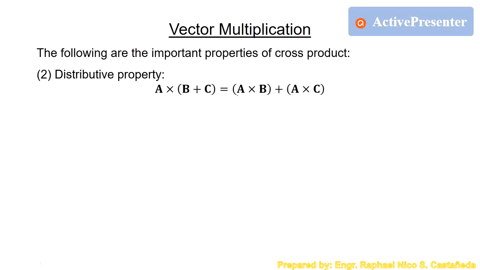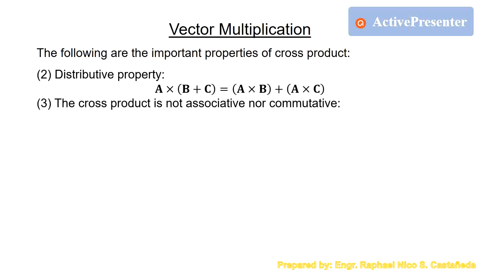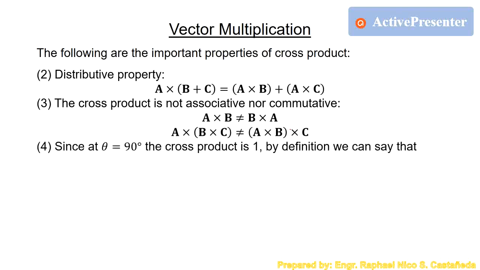So the cross product is distributive, the same as the dot product. The cross product is not associative, meaning it cannot be interchanged, because if you interchange, you will get the opposite direction of C, as I indicated using the right hand rule. Next, since theta is 90 degrees, the cross product is 1, because sine of 90 degrees is 1.